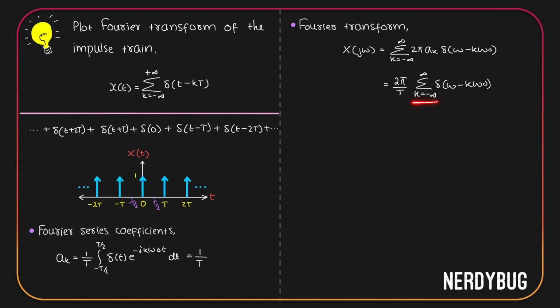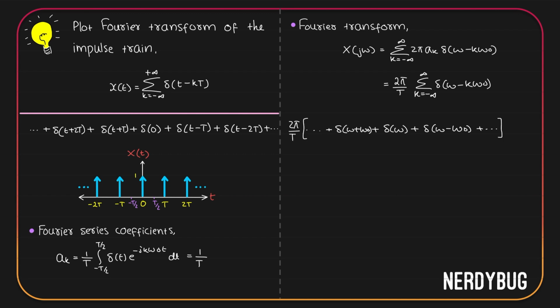Now summation from k equals minus infinity to infinity delta of omega minus k omega naught is again an impulse train. At k equal to 0, you get delta of omega. At k equal to 1, you get delta of omega minus omega naught. It goes on like that. On the other side, if k equals minus 1, you get delta of omega plus omega naught. So technically, you are getting an impulse at every integer multiple of omega naught, except it has an amplitude which is equal to 2 pi by T.